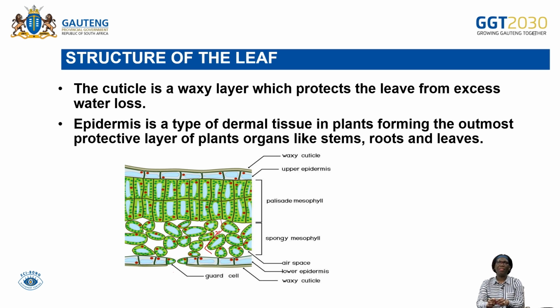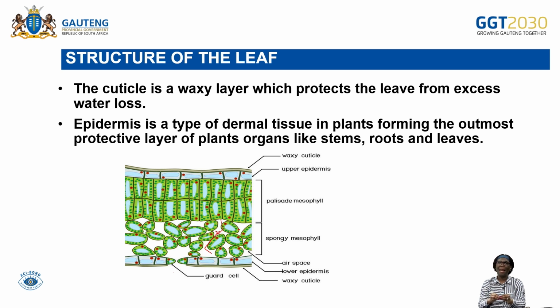We are still on the structure of the leaf. We said that it has a cuticle, which is a waxy layer, and the waxy layer will protect the upper epidermis of the leaf and the lower epidermis of the leaf. But the cuticle is found only on the upper epidermis. So the upper epidermis has a waxy layer which is transparent.